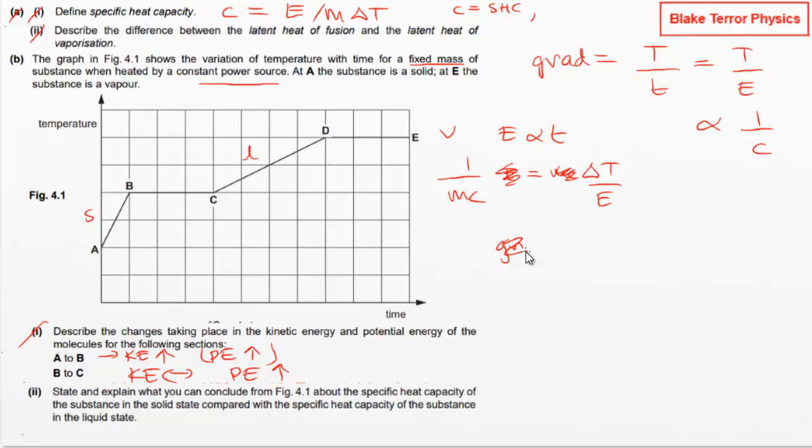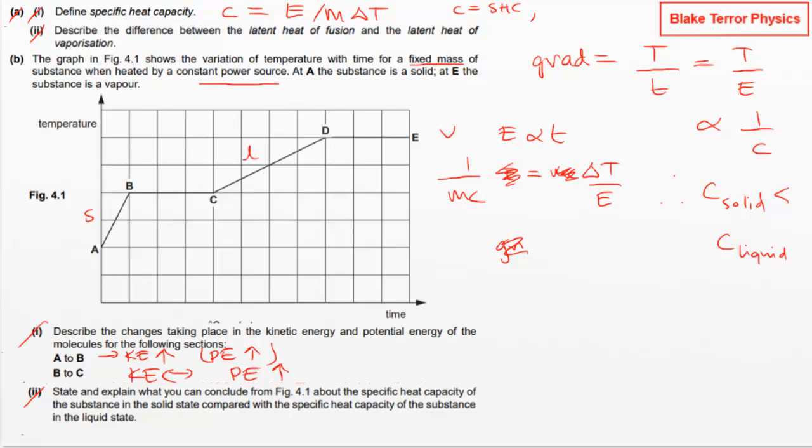capacity. So if we've got a higher gradient, we've got a lower specific heat capacity. So that means that C for the solid is going to be less than C for the liquid, because it's got a higher gradient. So it's just unpicking all of that stuff. That's brought us to the end of that. I thought they were going to ask us more about what's going on with these latent heats, but that doesn't seem to have come up.